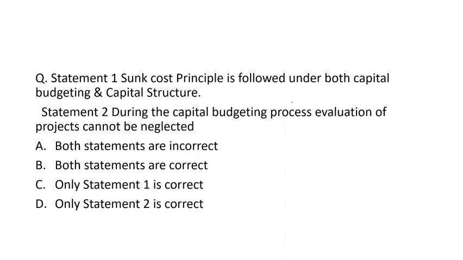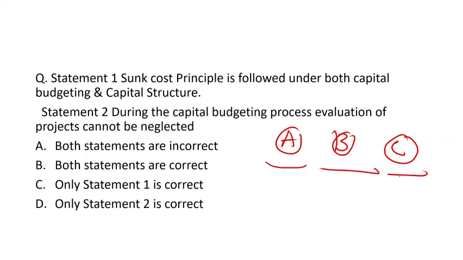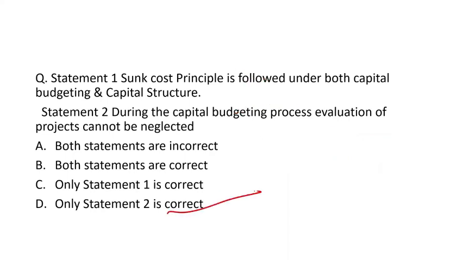If you see the second statement, in the capital budgeting process, calculation and valuation of the project cannot be neglected. Suppose you have project A, project B and project C. Capital budgeting is related to long-term investment decisions, so before investing your money, in which project you should invest, you will have to properly do the evaluation by using capital budgeting techniques. So this statement is correct, but statement 1 is incorrect. So your right answer will be option D: only statement 2 is correct.